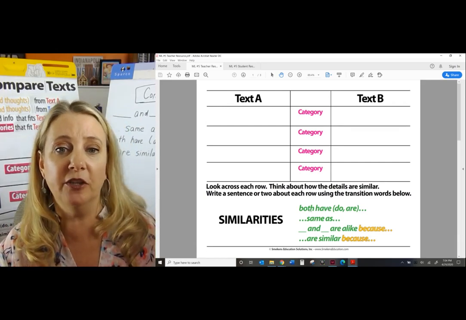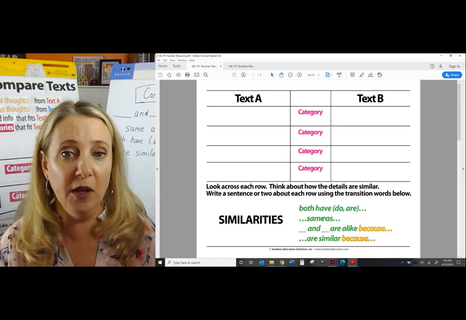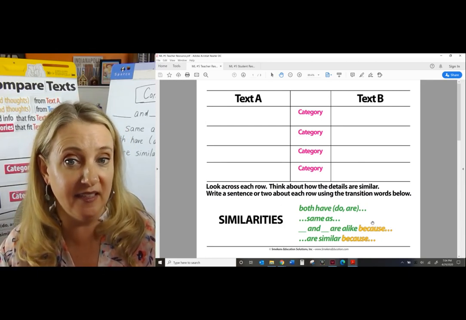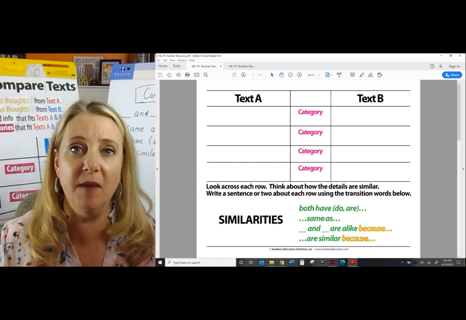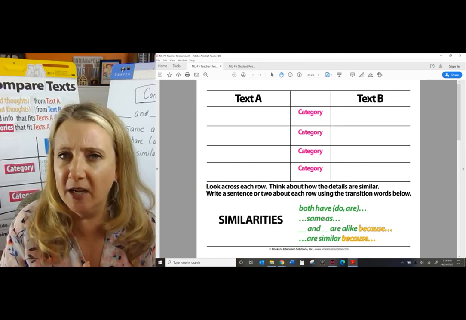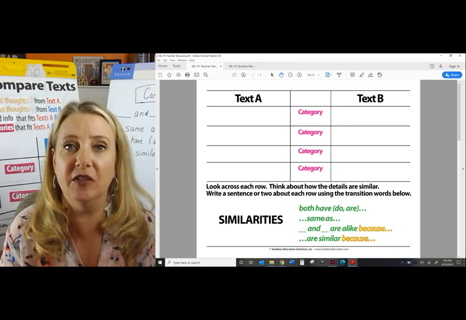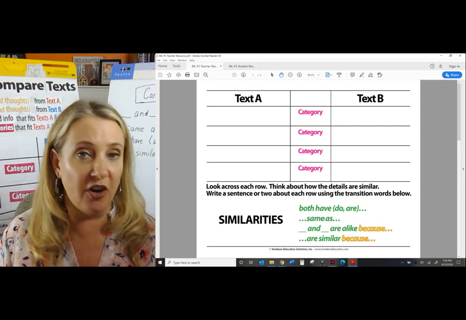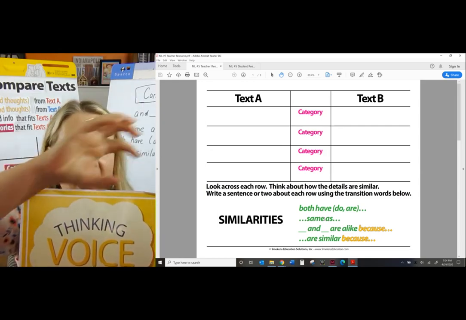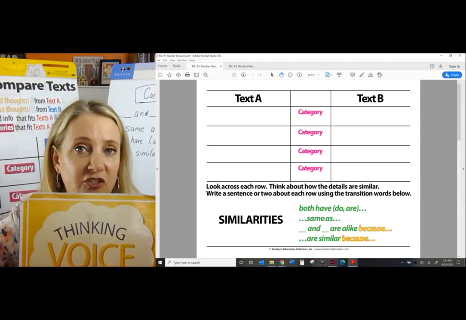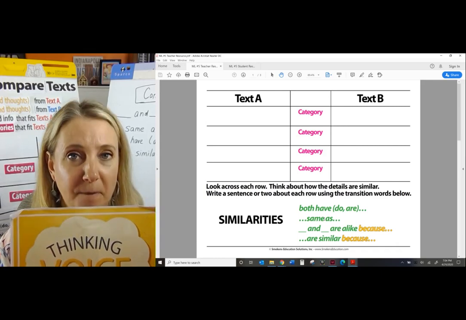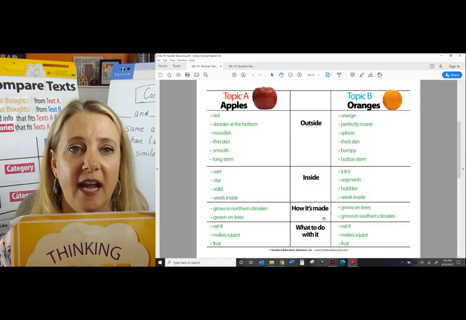So apples and oranges both have, or apples and oranges are alike because, okay, they could be exactly the same, or they could just be similar. They don't have to be verbatim, like the exact same words on the T-chart. We have to engage our thinking voice when we start thinking through this T-chart, and we have to try to see how these pieces on each side of the T-chart are similar, okay? Not exactly the same, but similar. So now let's try it out.